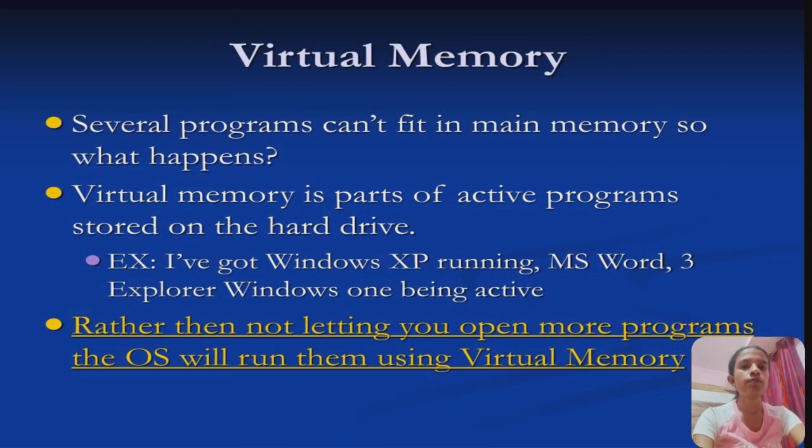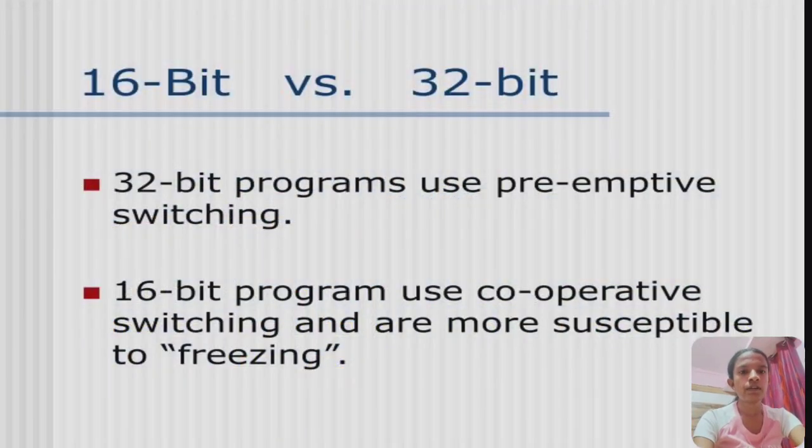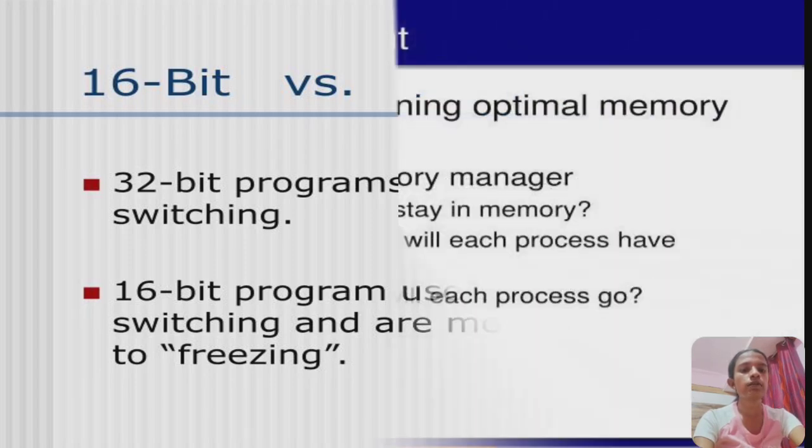Virtual memory. Several programs can't fit in main memory, so what happens? Virtual memory is a part of active programs stored on hard drive. Example: I have got Windows XP running, MS Word, 3 Explorer windows, with 1 being active. Rather than not letting you open more programs, the OS will run them using virtual memory. 16-bit versus 32-bit. 32-bit programs use preemptive switching. 16-bit programs use cooperative switching and are more susceptible to freezing.